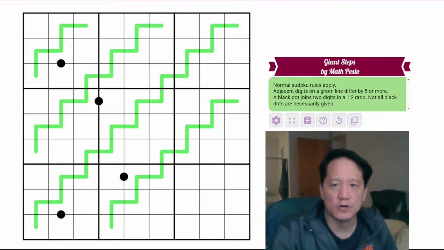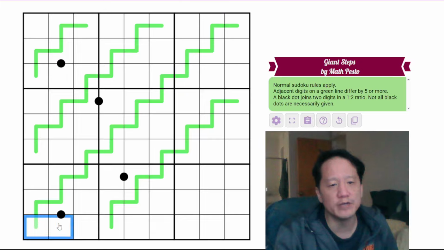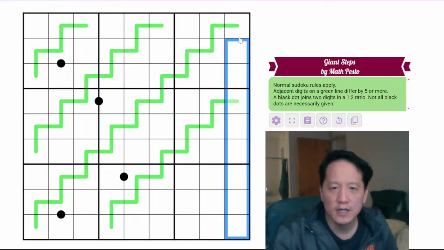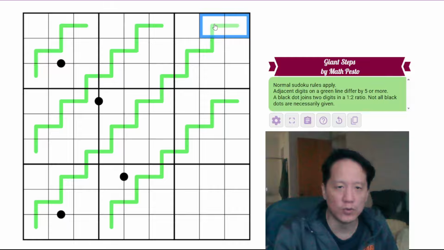Today's puzzle is called Giant Steps by Math Pesto, and here are the rules. Normal Sudoku rules apply, which means in every cell in the grid, place a single digit from 1 through 9 such that there are no repeats in any row, column, and designated 9-cell region. Adjacent digits on a green line differ by 5 or more.